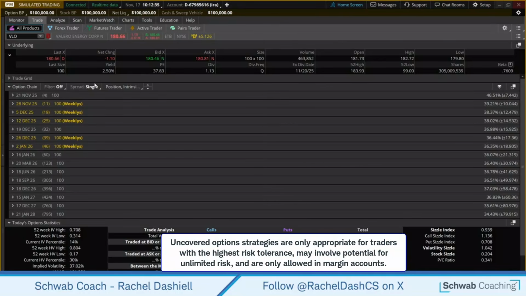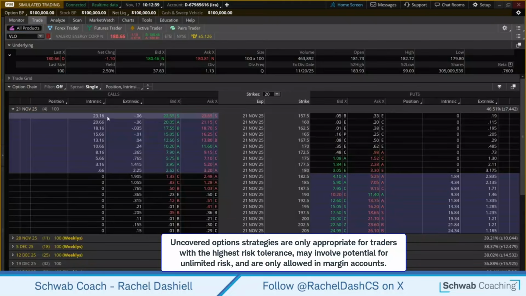So let's say I am holding a short option, a short call option of Valero. Maybe it's a naked call option, maybe it's a covered call option, but I'm holding a short option in this case. And let's just say I'm holding the short option of the 175 strike with 4 days left till expiration. So we're going to use that as our example.